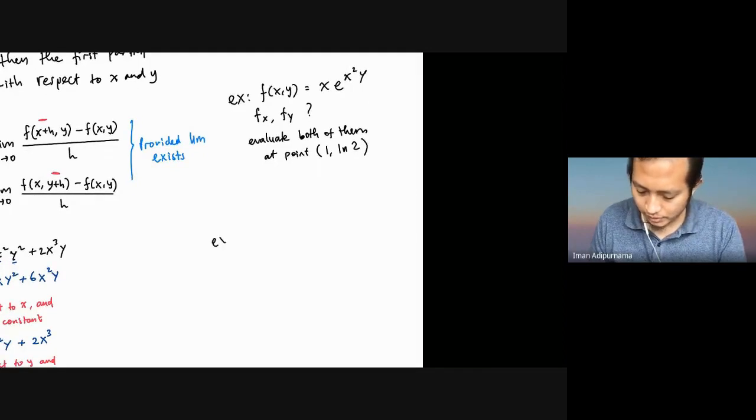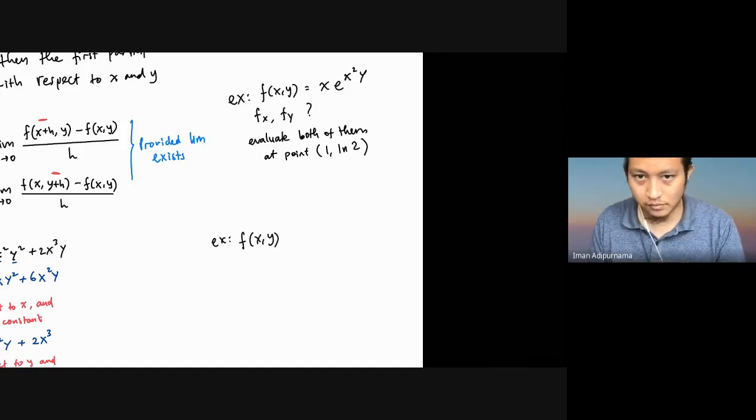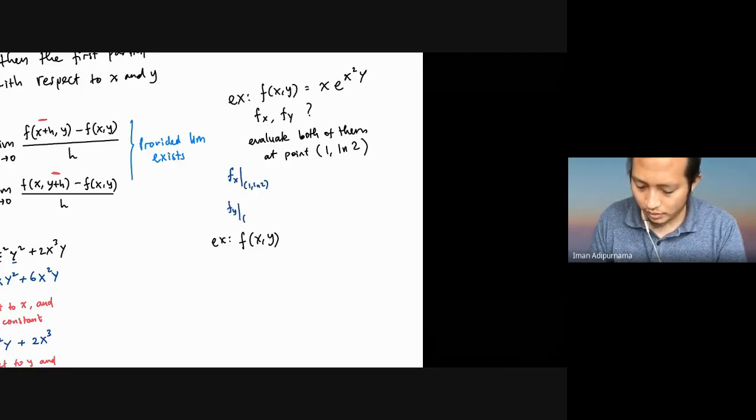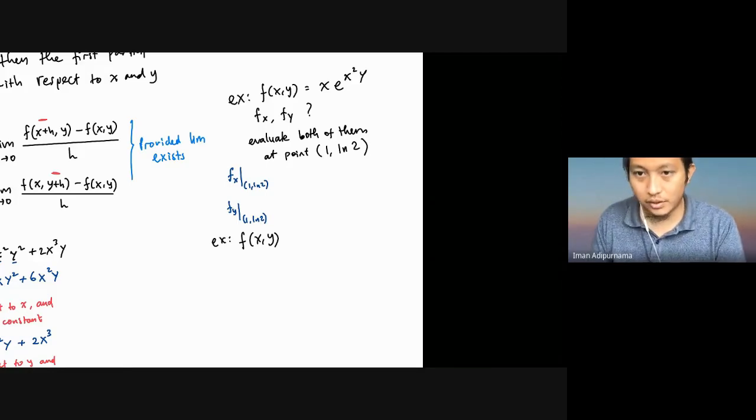The other example, so which means the final answer for this is you need to calculate fx at this point and calculate fy at this point. If you finish finding the answer, you can write in the chat box. This is A, this is B, what is A, what is B? Okay, you can try to work on that.